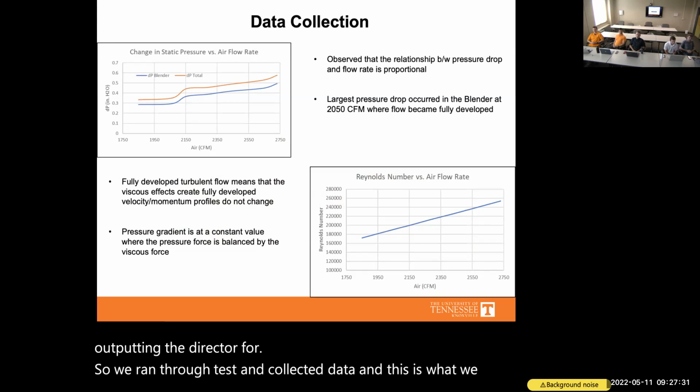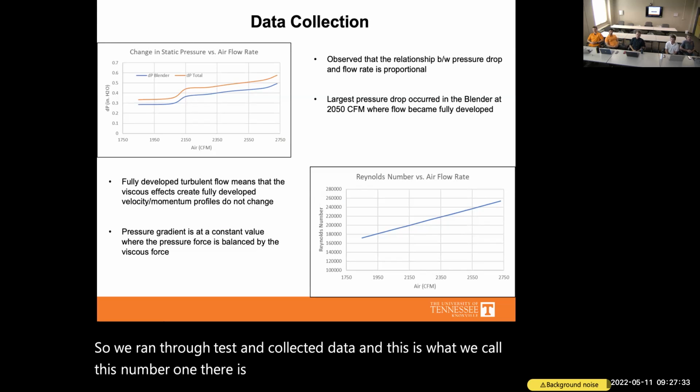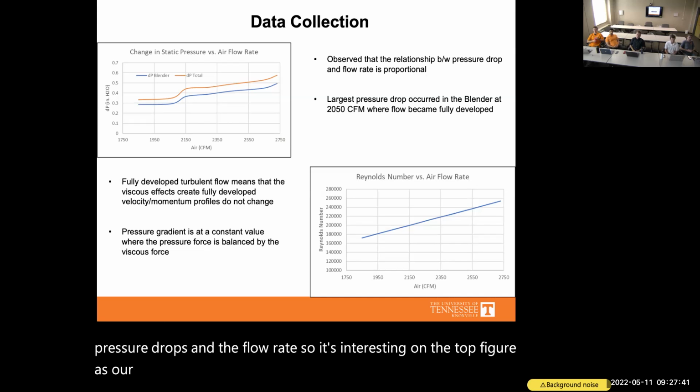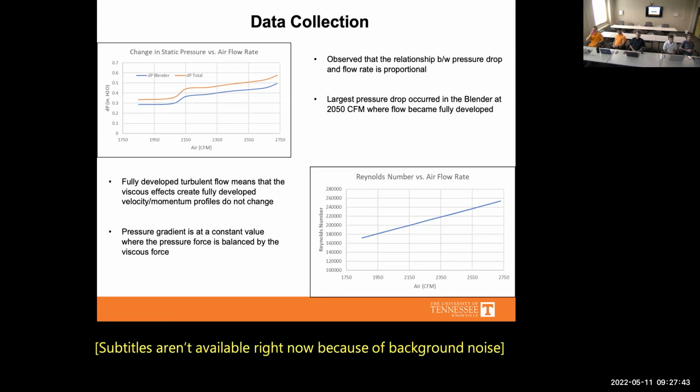Number one, there is a proportional relationship between the pressure drop and the flow rate. So as you can see in the top figure, as our CFM increased, we saw a similar increase in the pressure drop in both the blender and in our total system.